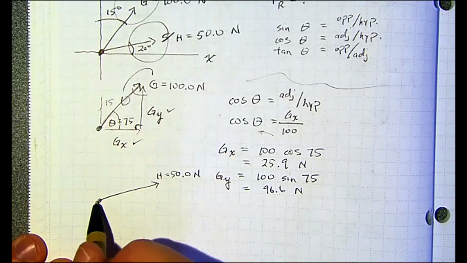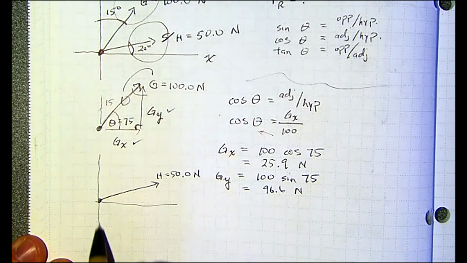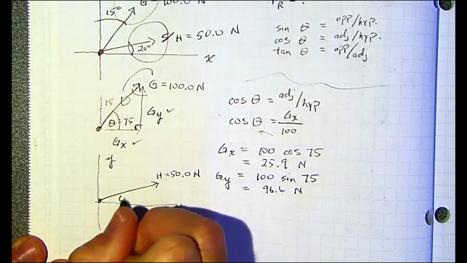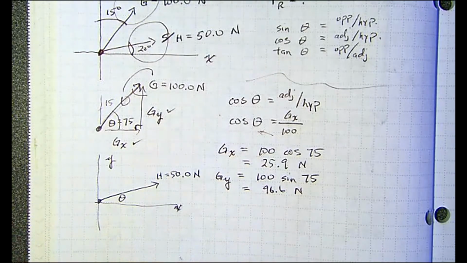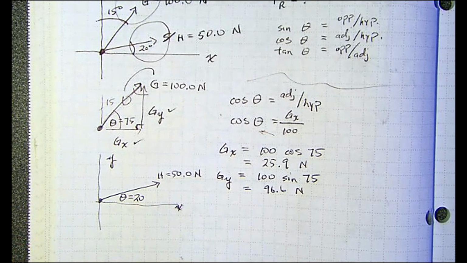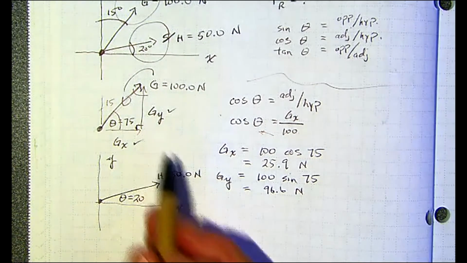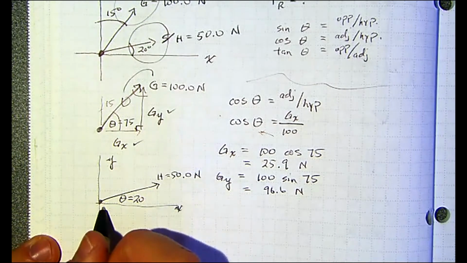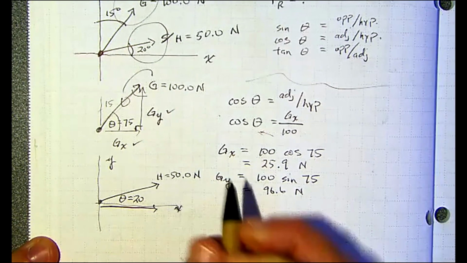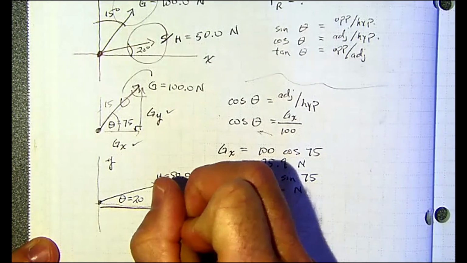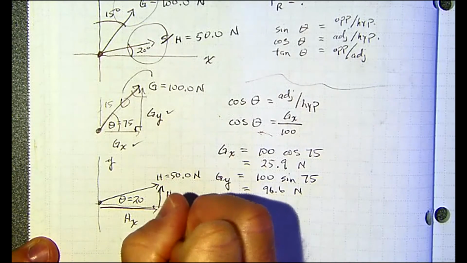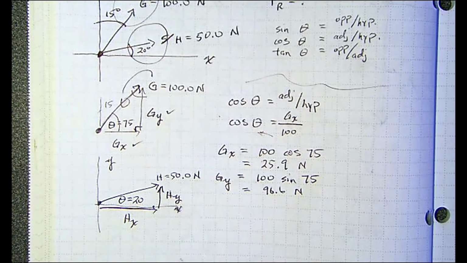And then, again, I like to have an X and a Y reference. Here's the X, here's the Y. Here's the new theta. The new theta is 20. They gave us the 20 straight up, so I'm just going to use it here. And then the X component of H is going to be H sub X, and this is going to be the Y component of H, which is H sub Y.